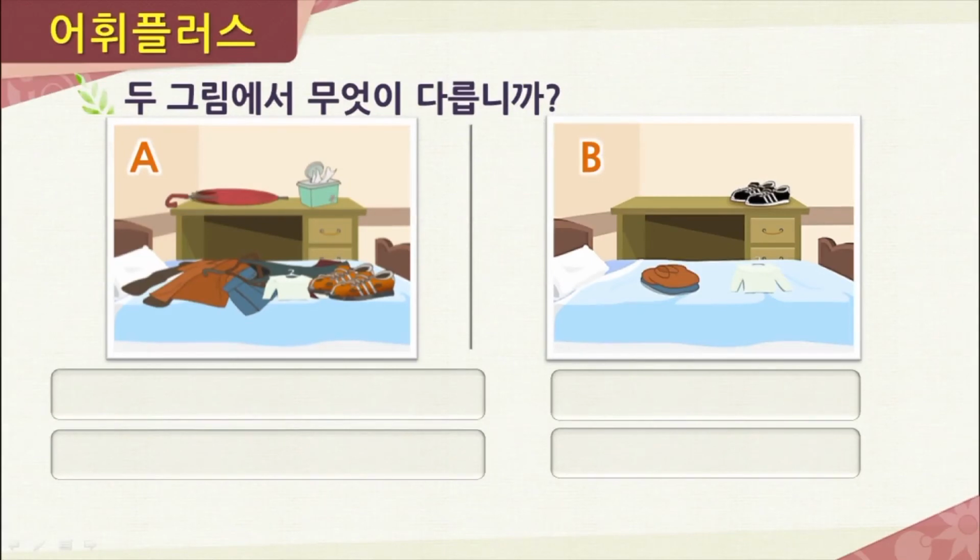Now, in this, we have two rooms, a room on the left and a room on the right. And obviously, as you can see, there are some differences between the two. Now, let's first look at room A. Is there an umbrella in room A? Yes, as you can see on the desk there is an umbrella. So how would you answer that there is an umbrella? You would say 우산이 있습니다.